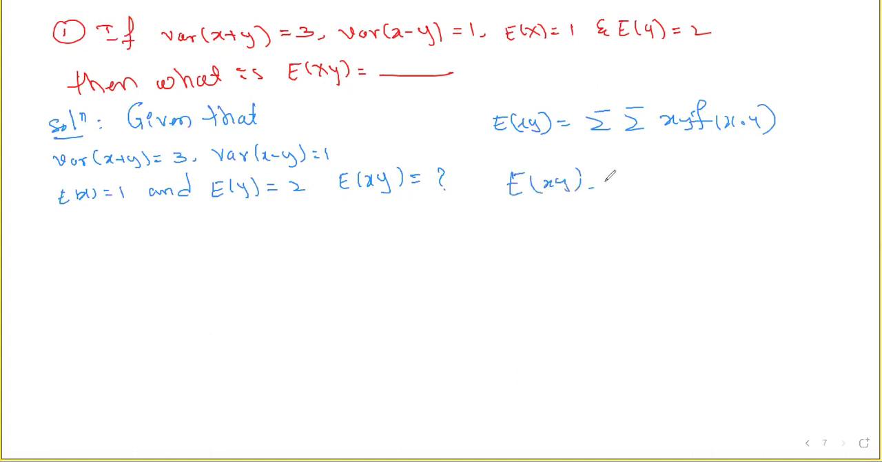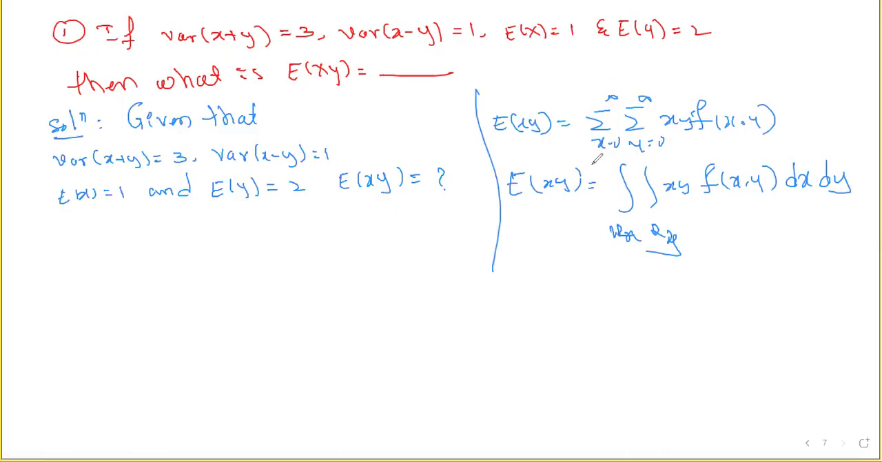Expected value of xy is nothing but, if it is the continuous case, double integration of xy f of x comma y dx dy over the limits of y and x. Here x equals 0 to infinity and y equals 0 to infinity. Right.